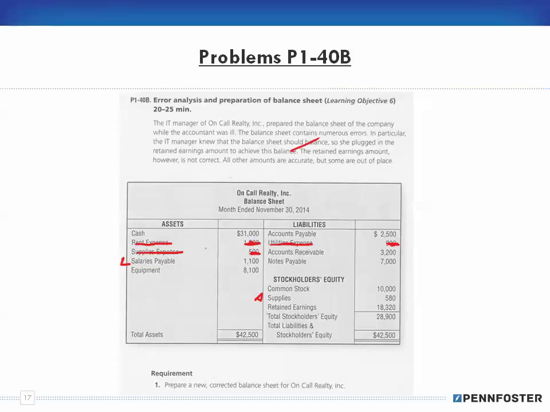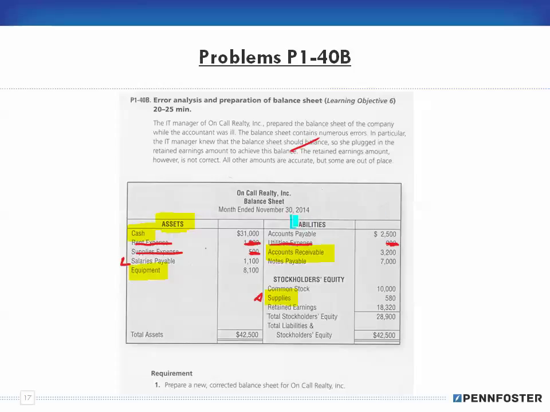I'm going to use the yellow highlighter to mark off my assets. So cash is an asset, it belongs here, and equipment belongs here. The accounts receivable belongs over in assets. I'm using yellow for assets, okay? And the supplies here belongs over in assets. So those accounts all belong in the assets.